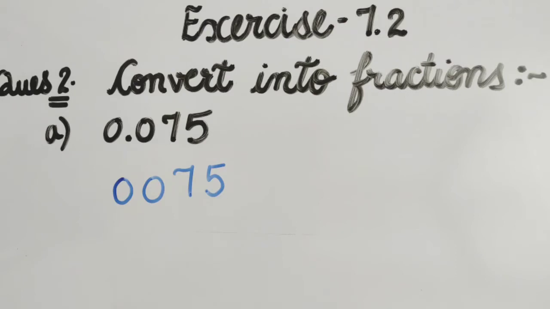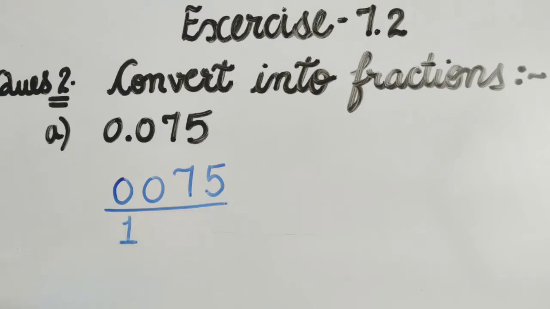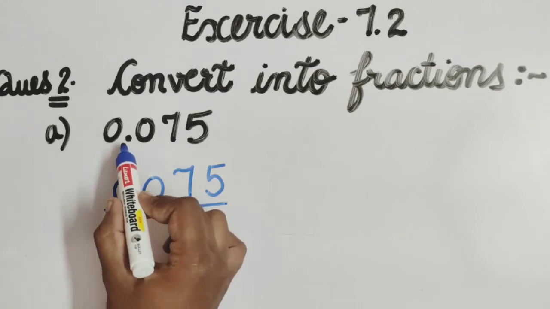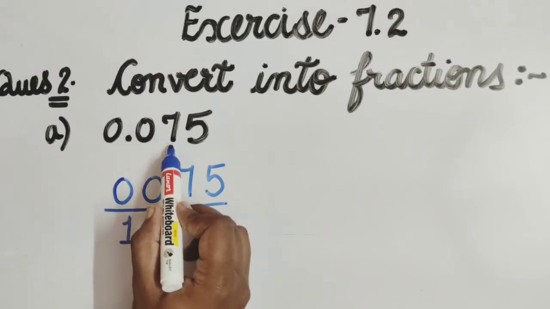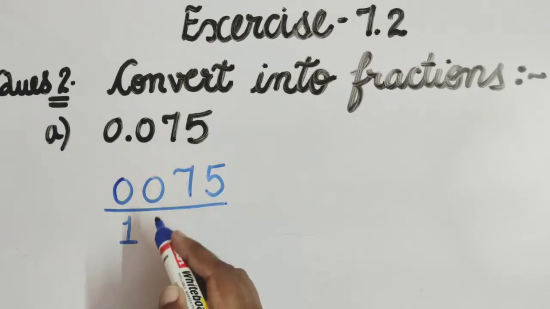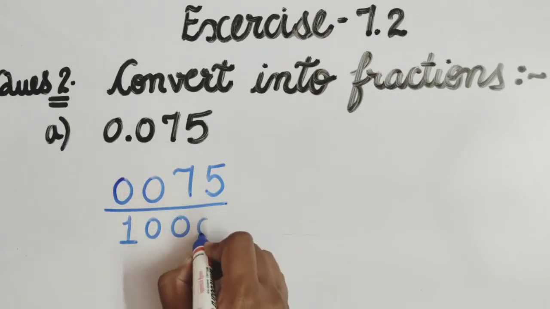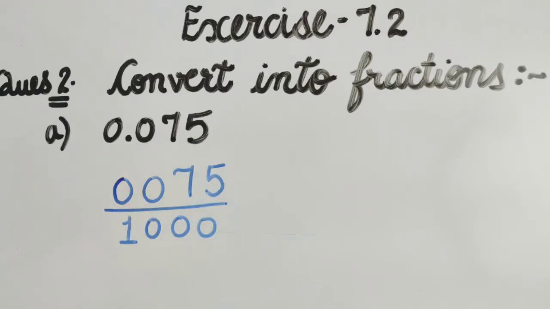Now the second step, students, is we have to write 1 in the denominator, followed by as many zeros as the number of decimal places in the given number. It means we have to check in the question how many digits are there after the decimal. 1, 2, 3. Students, as many digits as there are, those many zeros will come in the denominator. 3 digits were there, so in the denominator we will put 3 zeros.